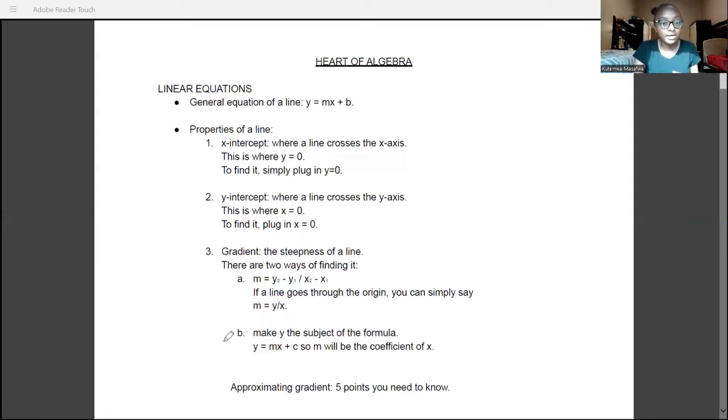And then the other way that you can find the gradient is by making y the subject of the formula. We already looked at the general form of an equation, right? y is equal to mx plus b. So it means that whatever equation you have, if you arrange it in this manner where y is the subject and x is on the opposite side, then the coefficient of x is going to be your gradient. Okay, so if you have the equation of a line, you can simply find the gradient just by rearranging it, if it hasn't already been rearranged in this order.